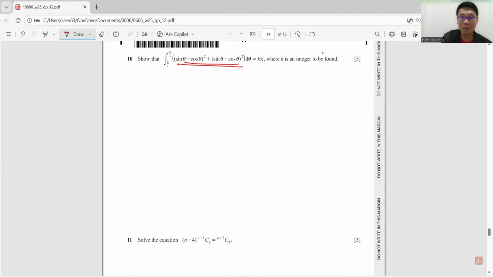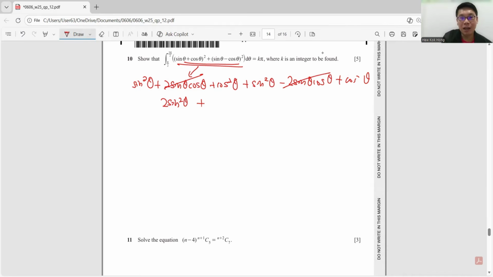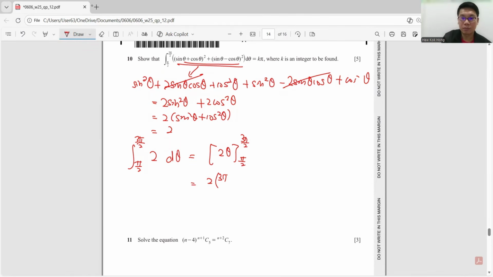We just simplify this part first by expanding it. So we know this part can cancel off each other. And then we have 2 sine square theta plus 2 cos square theta. And sine square plus cos square is 1. Then we can do this. Your life will be much easier after you simplify. So we become 2 theta. So we can confirm k is 2.